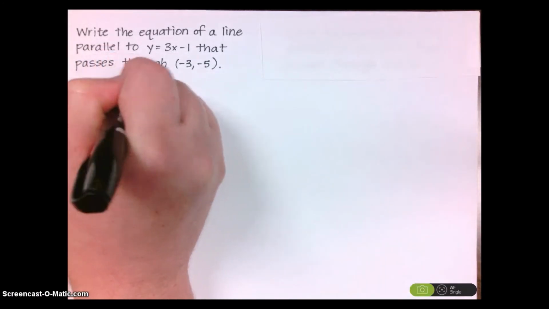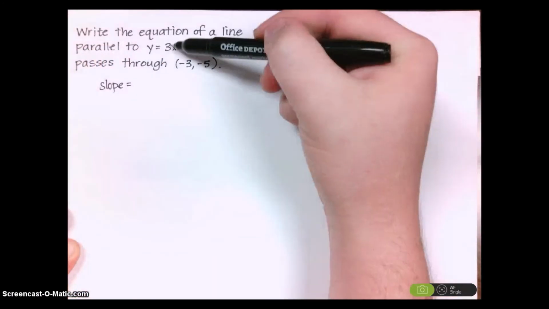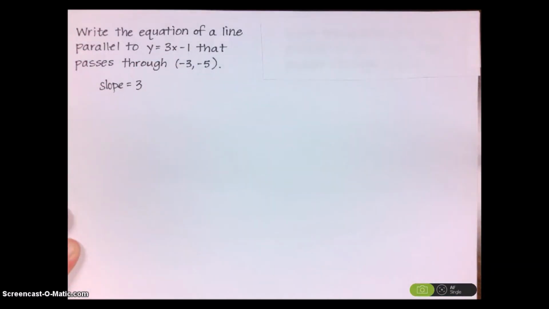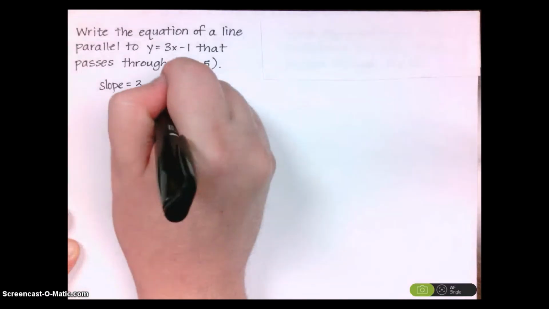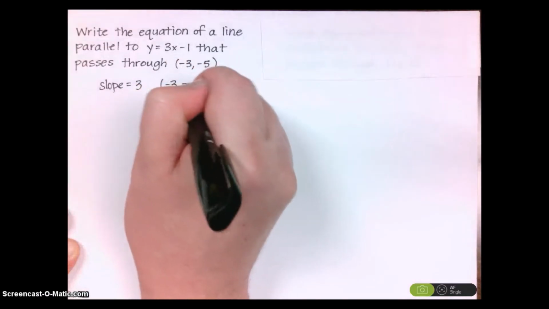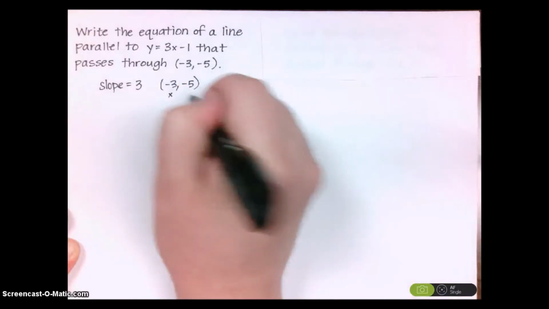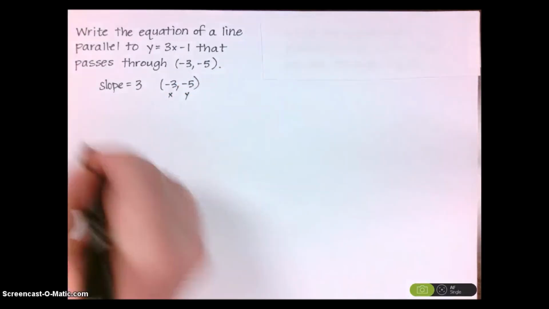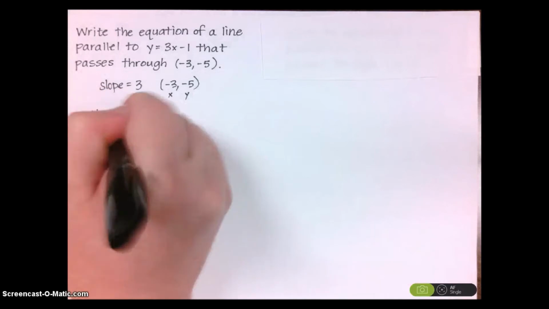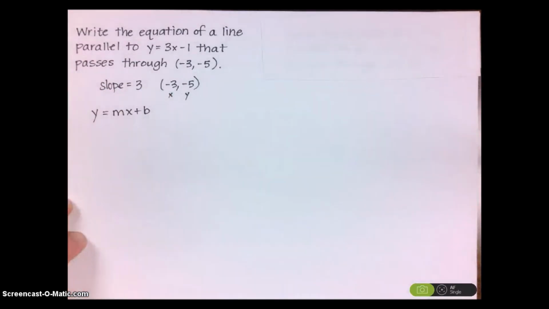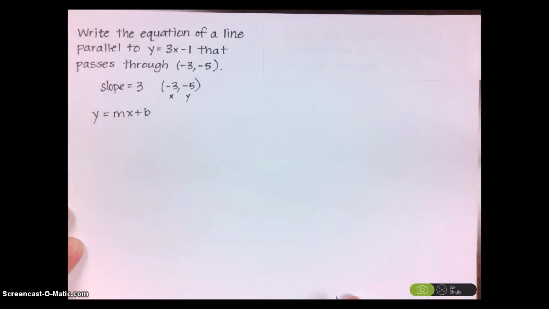So looking at this equation, the slope is 3, so the line that I'm looking for is also going to have the same slope of 3. And it's going to pass through the point (-3, -5). Now let's remember, -3 would be the x, -5 would be the y. So I'm going to use my slope-intercept form, y equals mx plus b, to calculate the new y-intercept of the parallel line that I'm looking for.